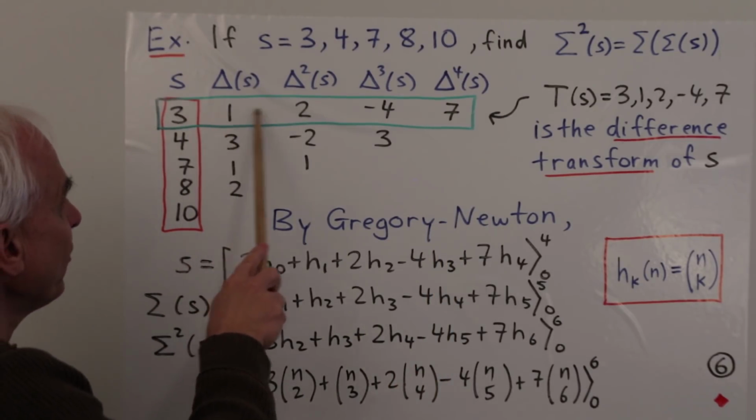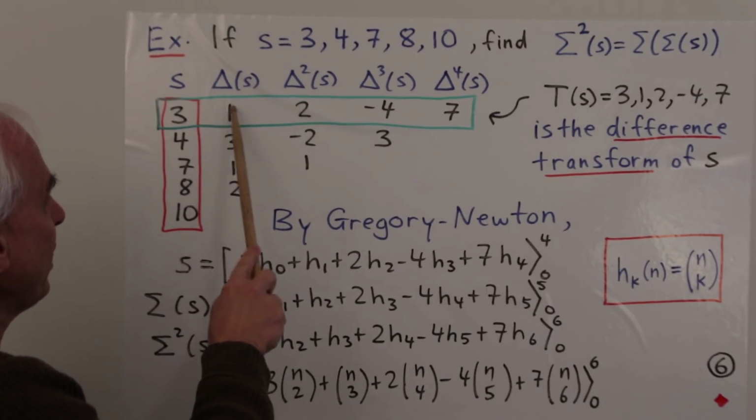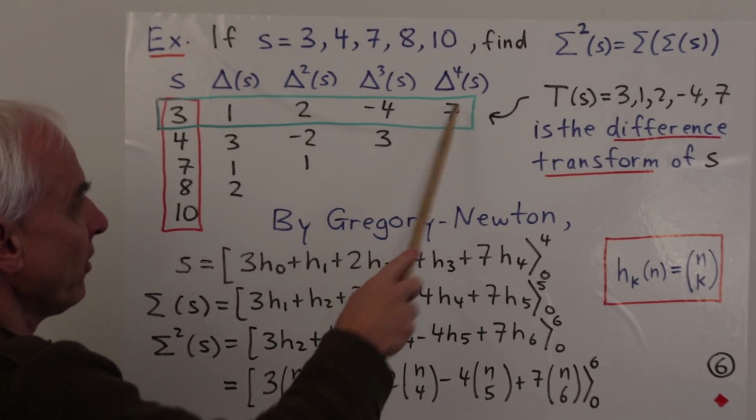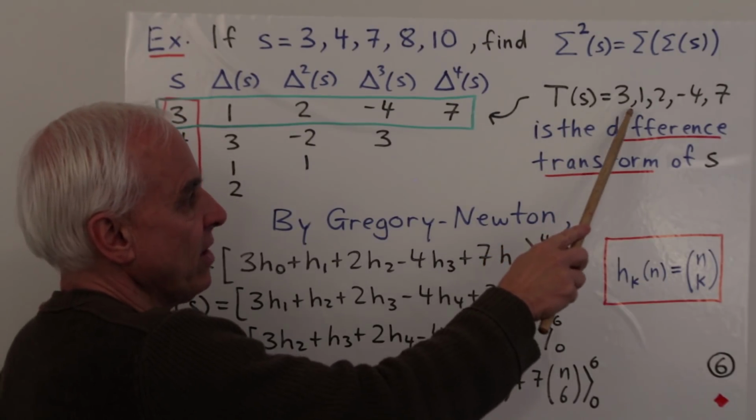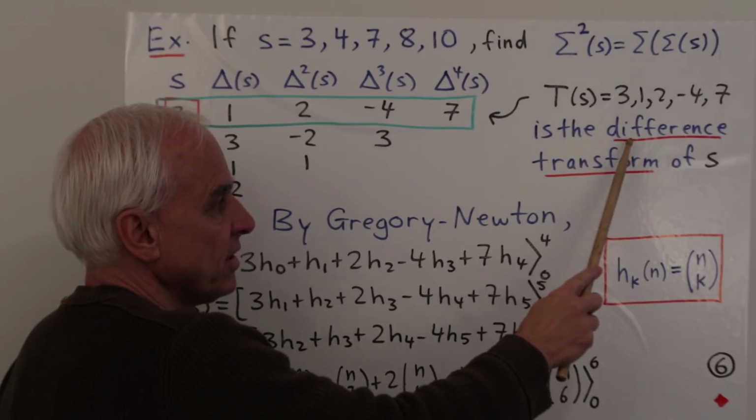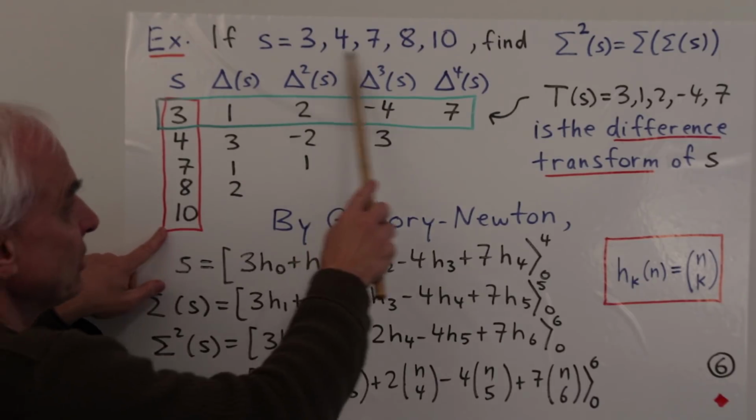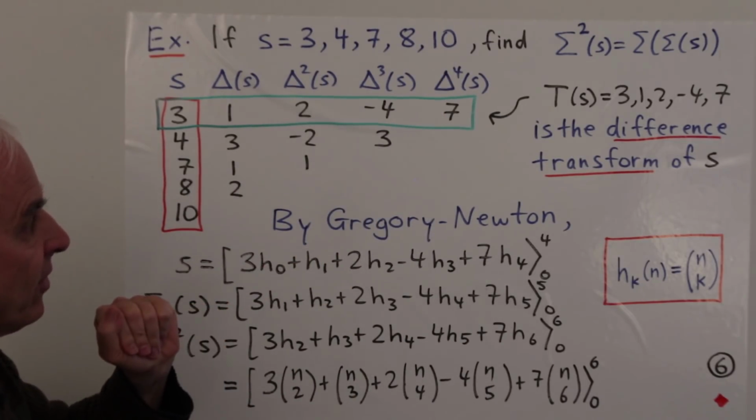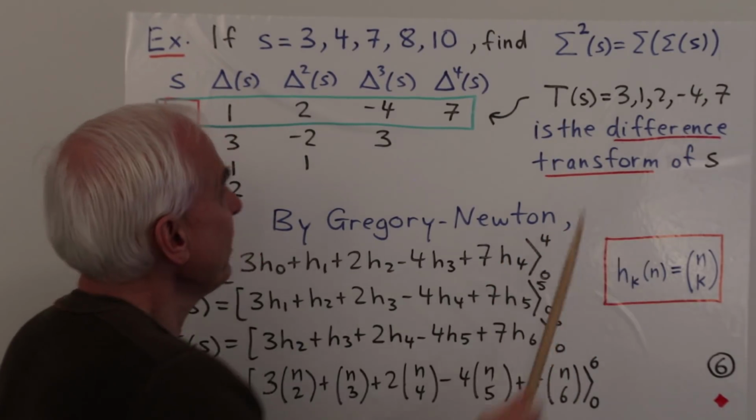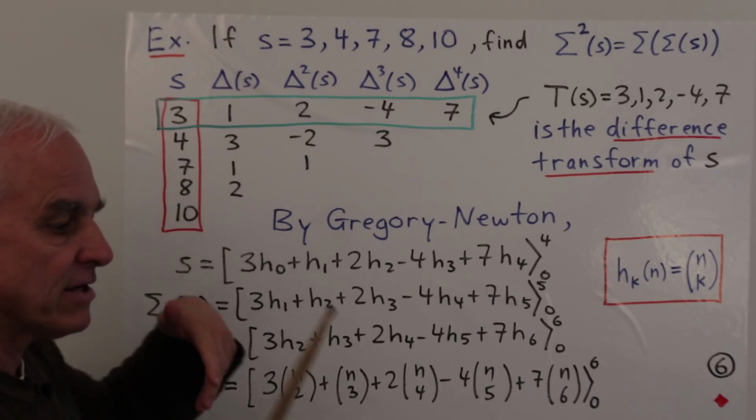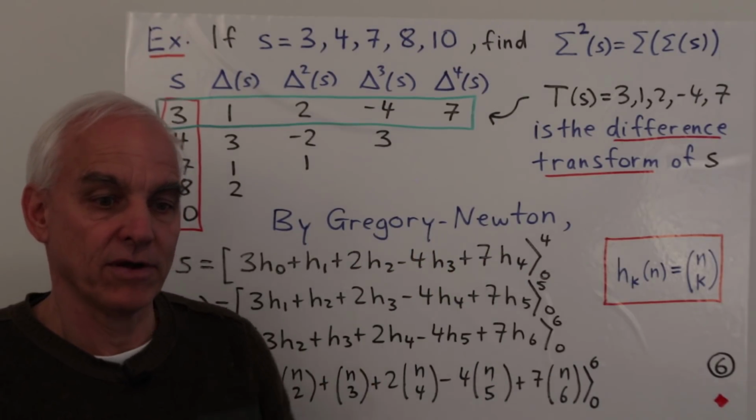And the top elements of each one of these gives us a new sequence in green, the sequence 3, 1, 2, minus 4, 7. And we're going to give this a name. We're going to call it T of S. Here it is again, 3, 1, 2, minus 4, 7. We're going to call it the difference transform of S. So we start with a sequence S, which is this one here, has 5 elements. It's a 5 sequence. And here, the difference transform is 3, 1, 2, minus 4, 7. It's what we get when we make a difference table and then look at the 0th elements of the successive differences.